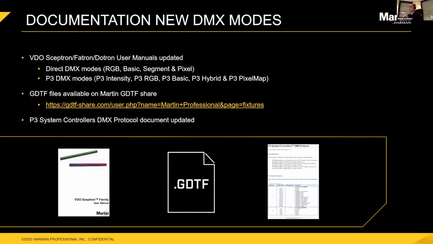So of course, new DMX modes brings a lot of documentation updates. First of all, for the most popular products, the Skeptron, the Fatron, and Dotron, we have already updated the user manuals. The new P3 modes, the P3 hybrid and the P3 pixel map, have been added to the manuals. And of course, we will start sending these manuals out to all the console, visualizer, and media server manufacturers so that they can update their library to represent the new possibilities on the fixtures.